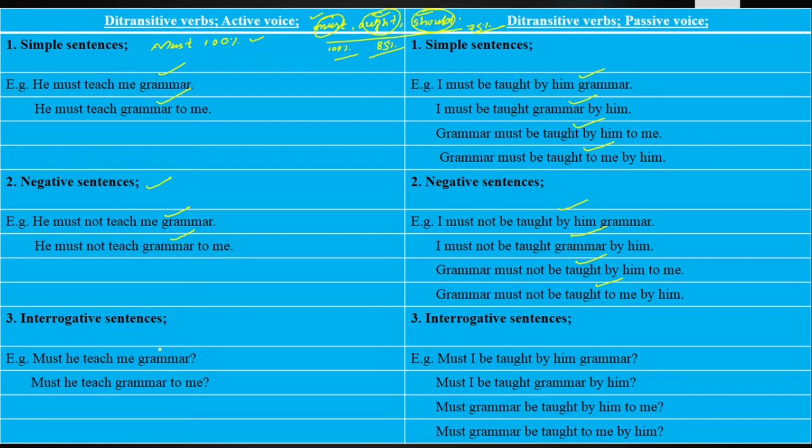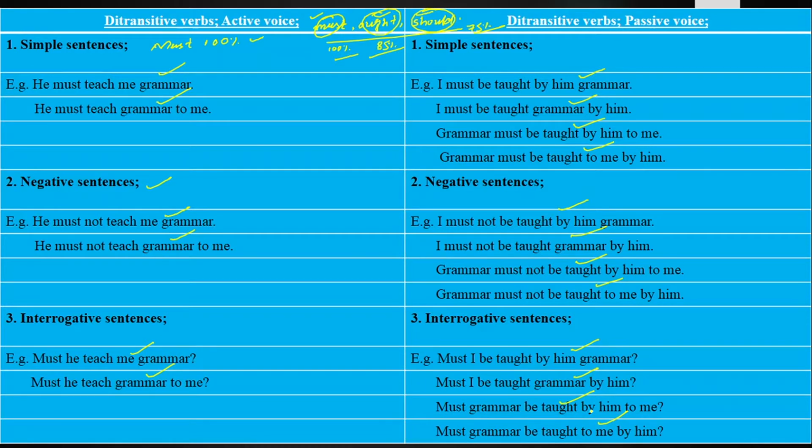Interrogative sentences of modal auxiliary verb must. Must he teach me grammar? Must he teach grammar to me? Must I be taught by him grammar? Must I be taught grammar by him? Must grammar be taught by him to me? Must grammar be taught to me by him?